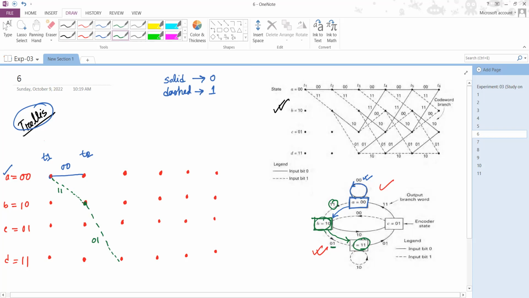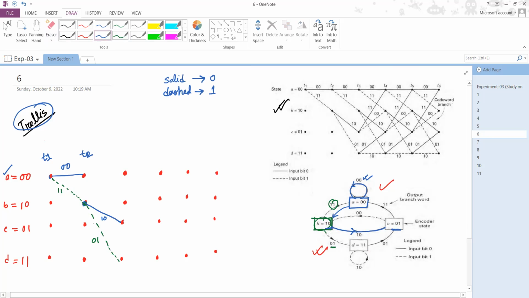And another thing is that if I use 0 as an input bit, it will follow this line, that means a solid line, and it will go from 1, 0 to 0, 1. So from B position, as we are giving input bit 0, it will go from 1, 0 to 0, 1, and the output will be 1, 0.